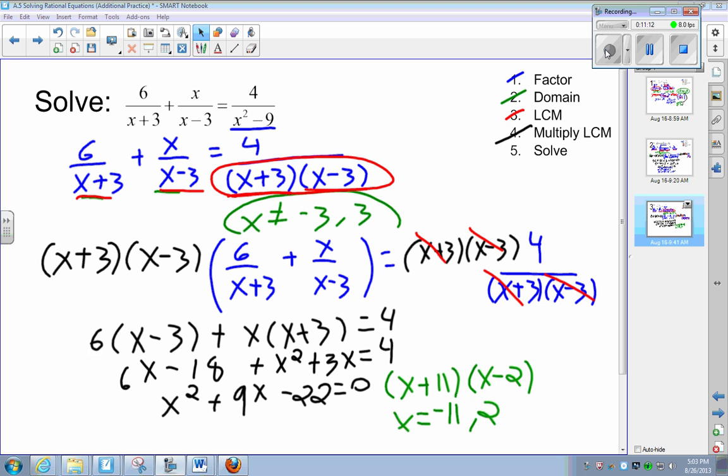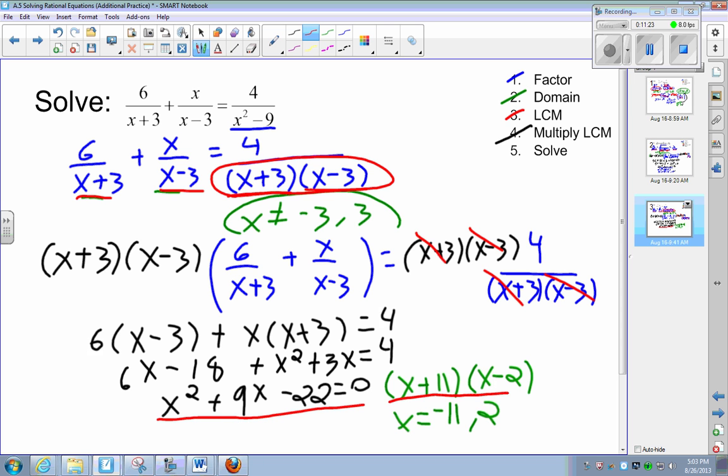All right, so after we do some factoring, and by factoring I mean we'd factor this expression after working the algebra, we'd end up getting x plus 11 times x minus 2. And so our solution is going to be x is equal to negative 11 and 2. And since negative 11 and 2 are within our domain, this checks off.